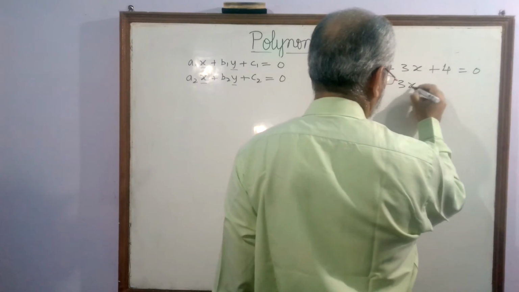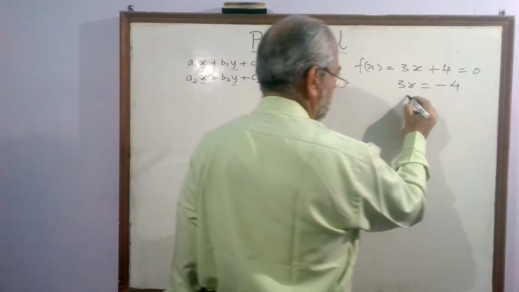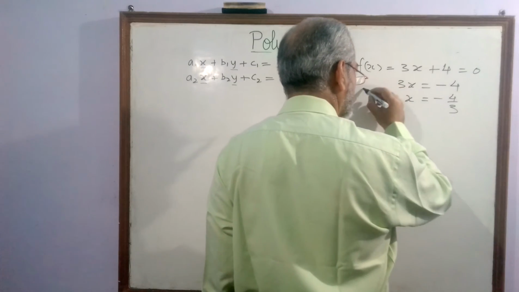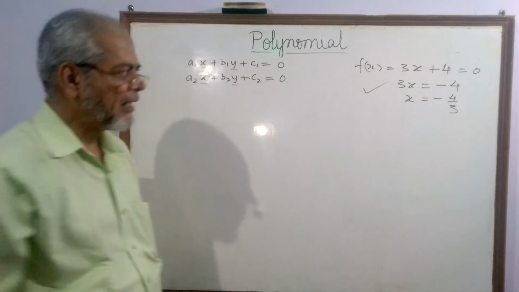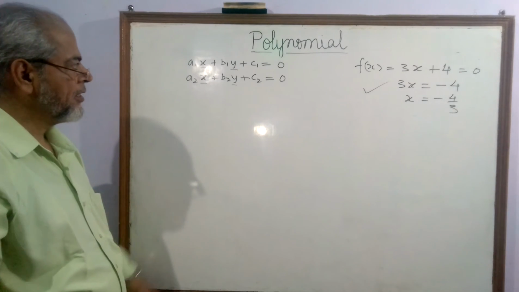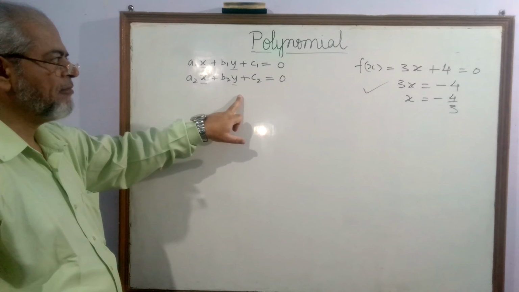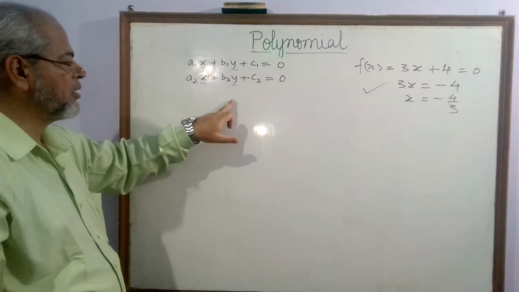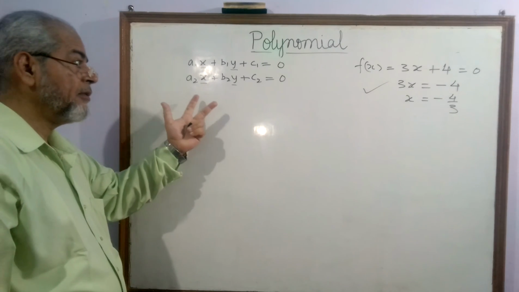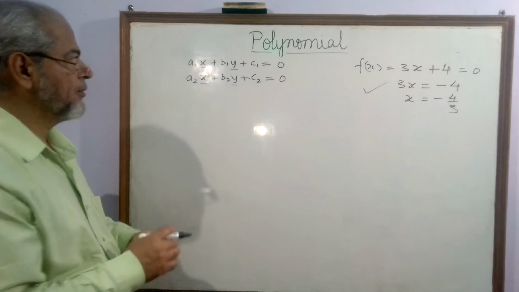So 3x = -4, taking 4 to the right hand side. So x = -4/3. So this can be solved if it has only one equation. But if it has two variables, then we can solve the equation only and only if they have two equations or two polynomials.